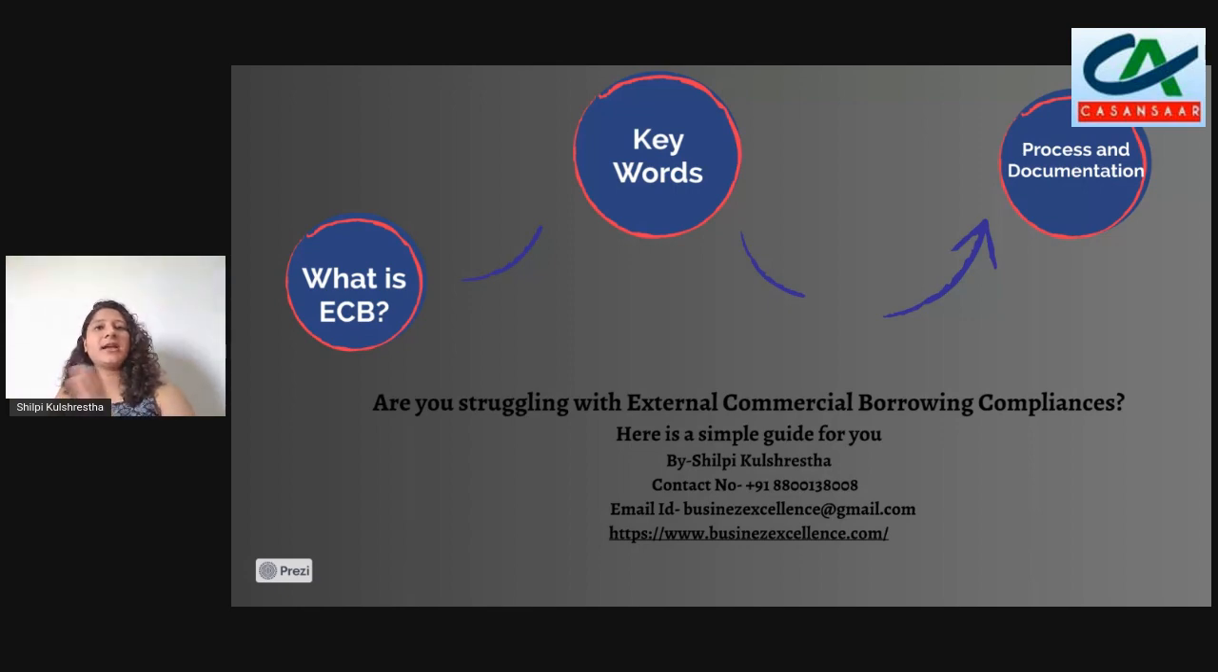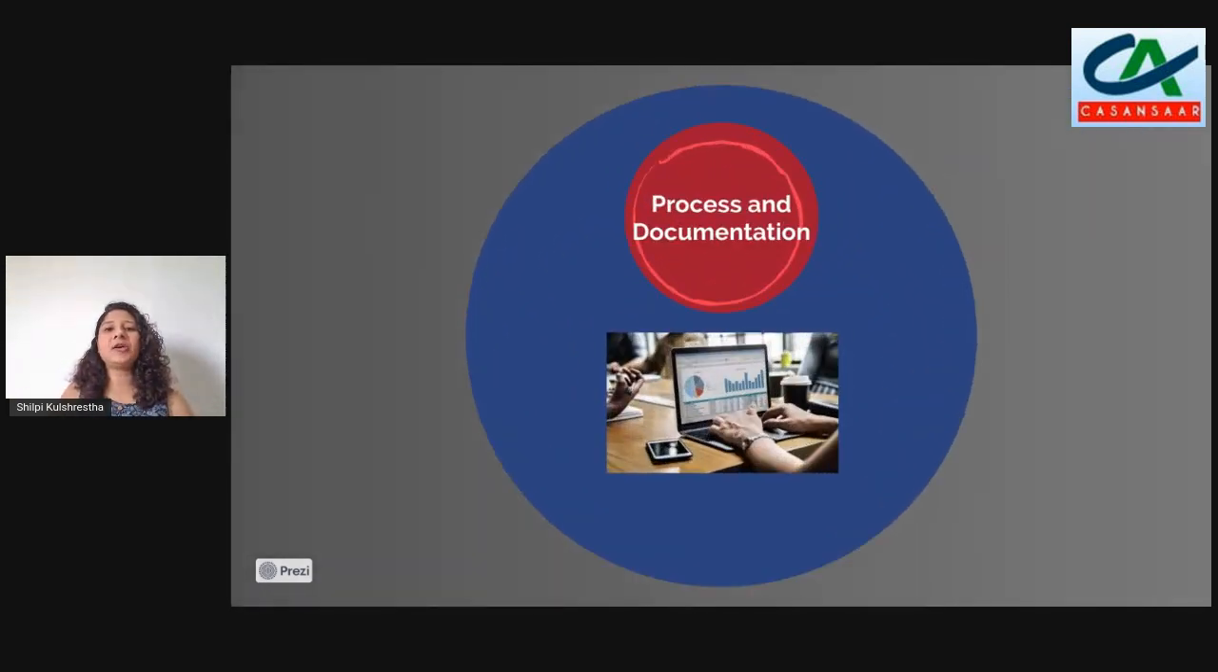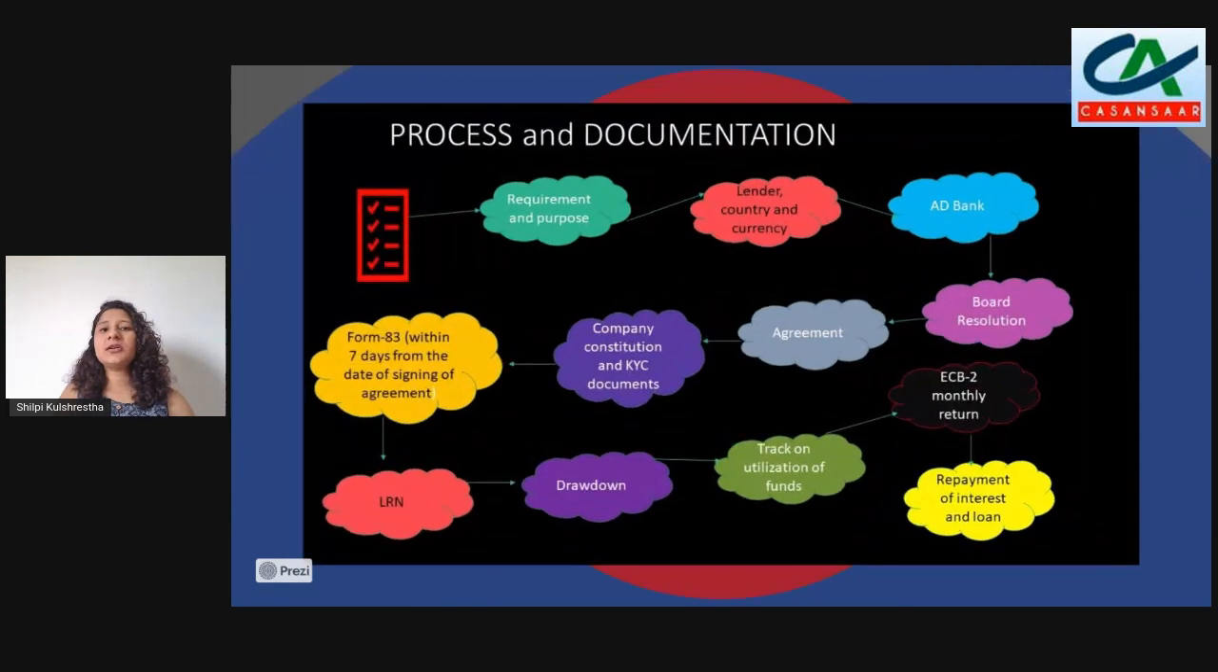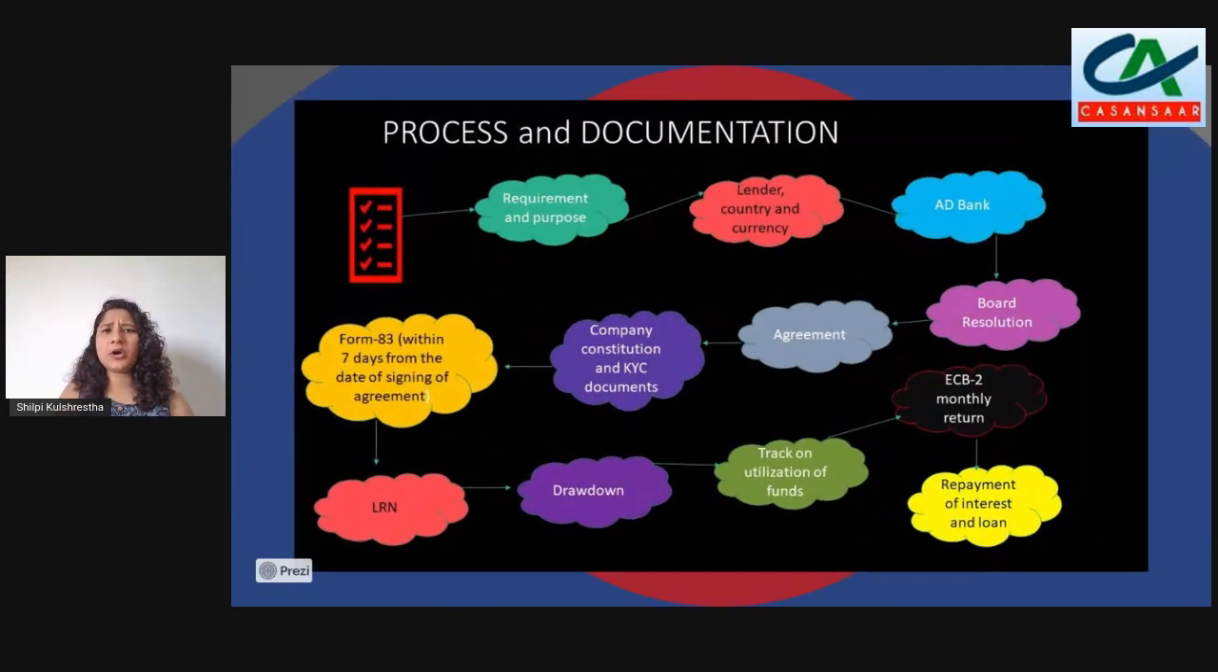In my next slide, I'm going to talk about that process and documentation. In the process and documentation, the first thing that is very important is that you need to ask what is the requirement to get the ECB, for what purpose we are going to use the ECB. We ask the purpose because we need to check whether we are eligible to use the ECB for that particular purpose, considering the permitted use and non-permitted use. So it is very important first to check whether your entity is eligible to use the ECB.